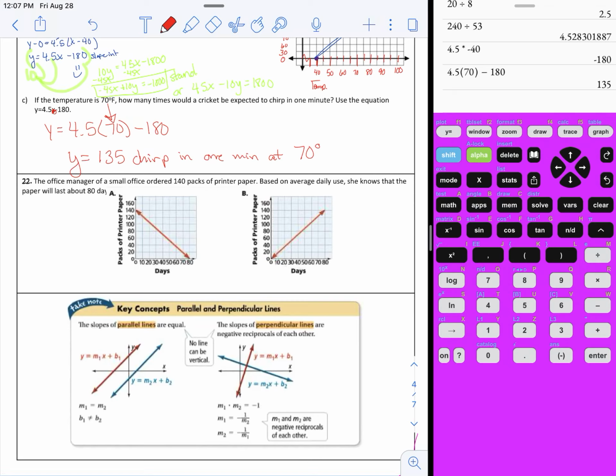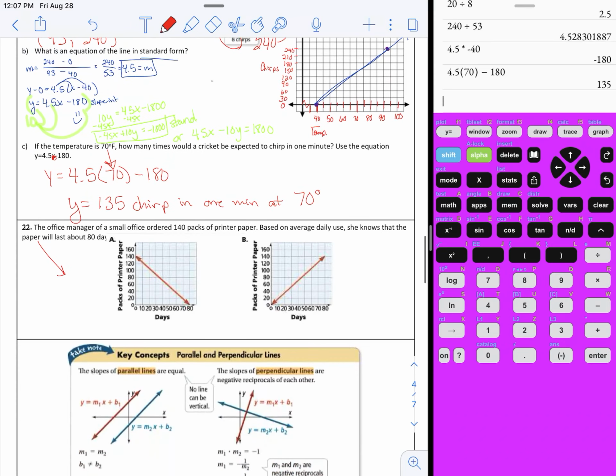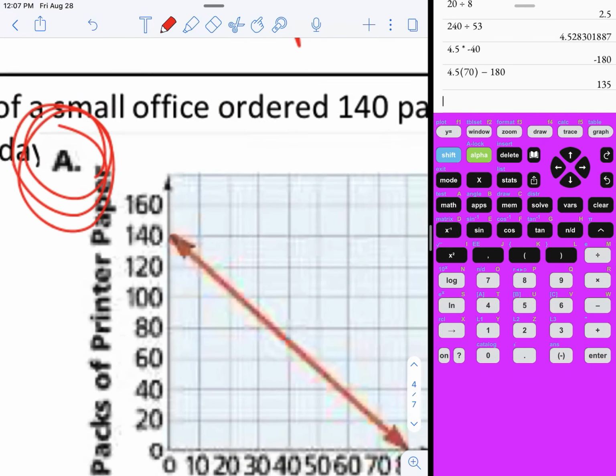All right, now this last one is just multiple choice, beautiful multiple choice problem. The manager of a small office is going to order 140 packs of printer paper. Based on the average daily use, she knows that the paper is going to be about 80 days. So knowing that, I know it's going to go down because we're going to use paper, and it's like how many packs of printing paper we have left. So which one of these represents like how much she has left? It would definitely be A, because it's going down and starting at 140.